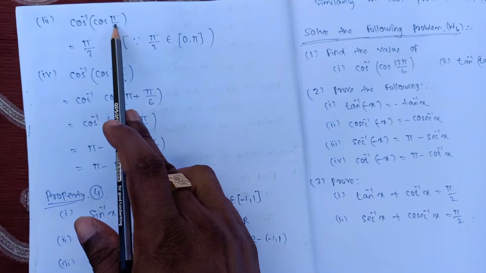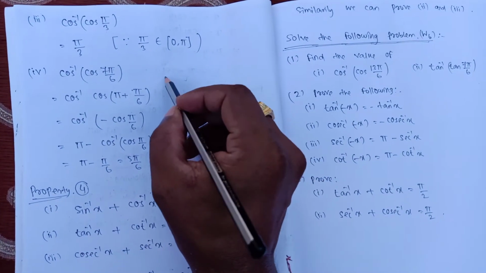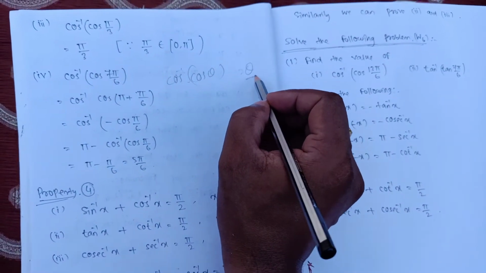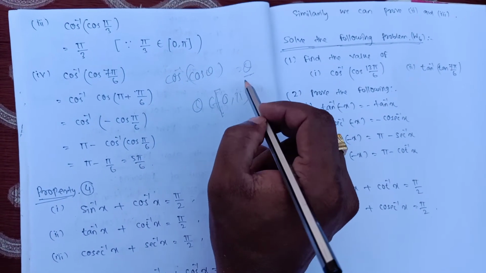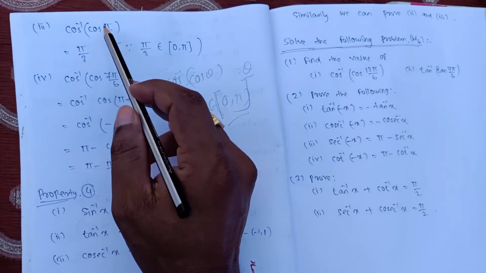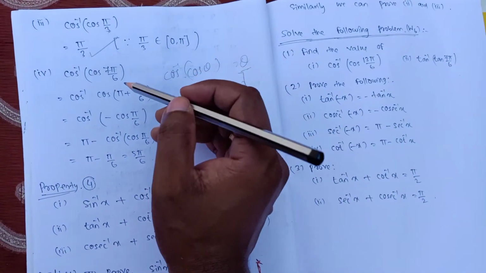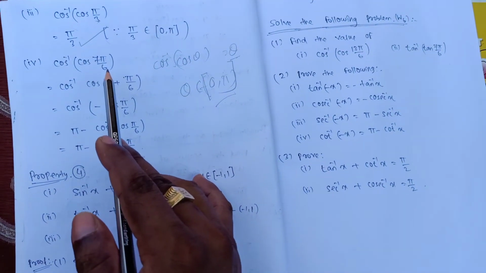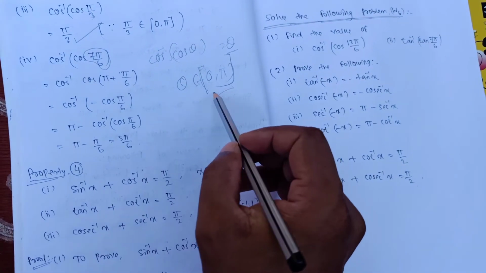Remember here cos inverse of cos pi by 3, and this one belongs to the interval 0 to pi. As cos inverse of cos theta is equal to theta only when that theta belongs to 0 to pi, the closed interval, and here this theta belongs to this interval. So here cos inverse and cos can be cancelled out, and we can write the answer as pi by 3. So now come to the next problem. It is cos inverse of cos 7 pi by 6, and of course this 7 pi by 6 does not belong to this interval.